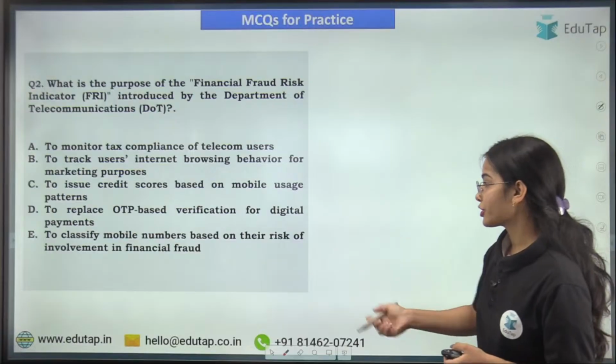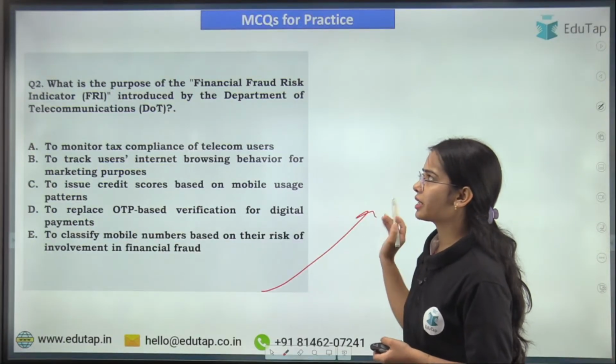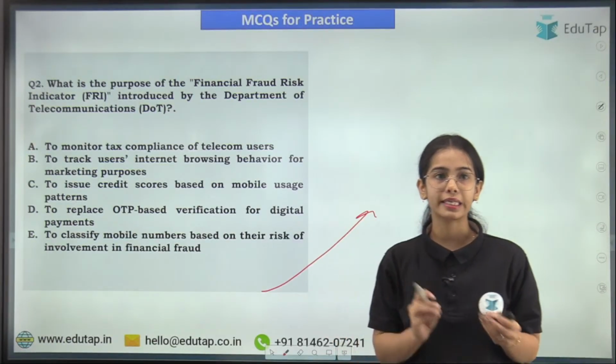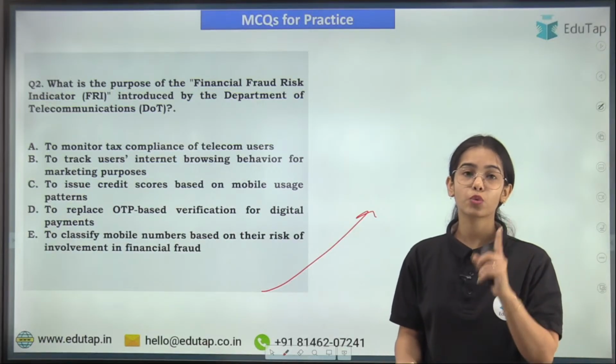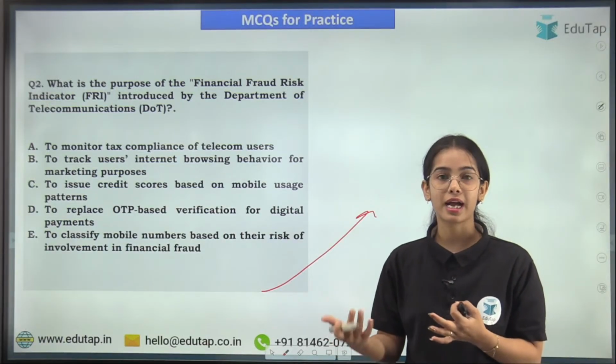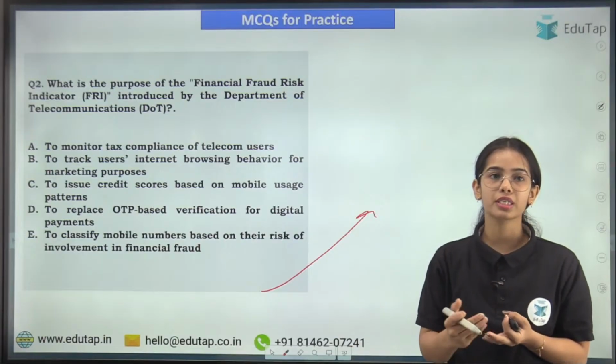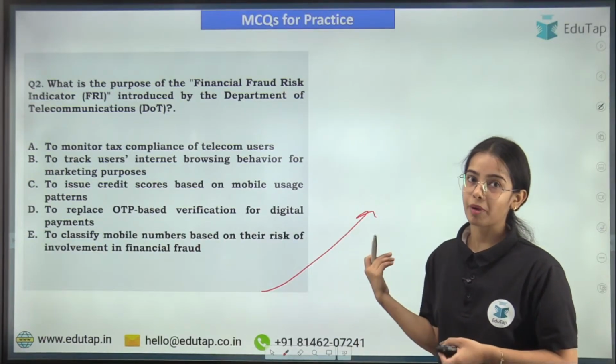Next is the last question. Again, just the basic idea, the purpose of the Financial Fraud Risk Indicator that you have to tell, as well as the question can come on which department has launched this Financial Fraud Risk Indicator. So the question can come on the department also.